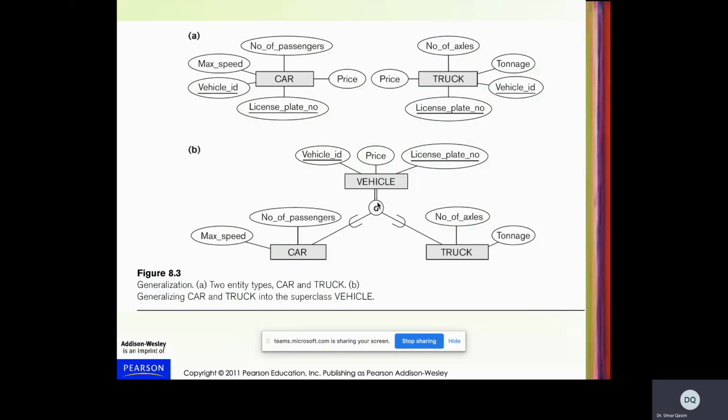So we can have a generalization as a vehicle, as a superclass, where it holds those common features, and then those specializations. Looking at it another way, we look at car and truck. Here you see again vehicle, and then it associates with car and truck, and then this circle with D for disjoint.